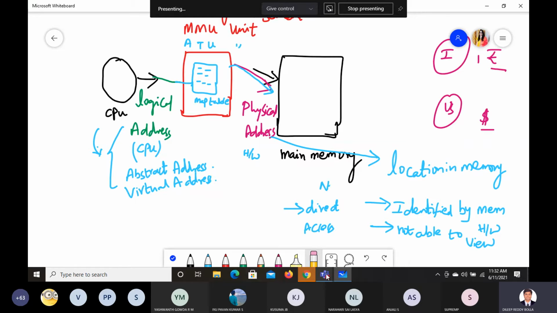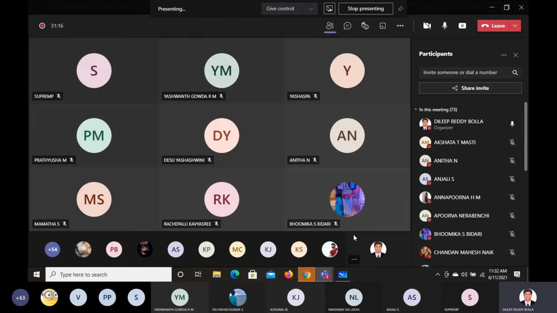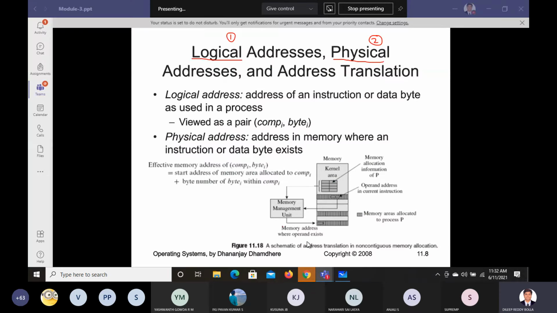Is that clear? Can you quickly tell me what is the difference between logical memory and physical memory, quickly? Hello? Hello, can you hear me? Yes.